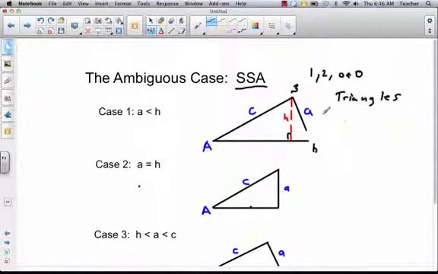And this length right here, if this side A is less than this length of H, then you have no triangle. Well, if we look at the right triangle made by this side H, sine of angle A is equal to the opposite over the hypotenuse, which is H over C. So C times sine of A is equal to this H if we multiply both sides by C. So if that value of H turns out to be larger than A, this would be 0 triangles.